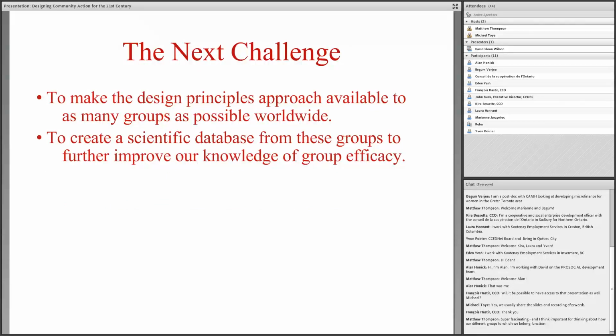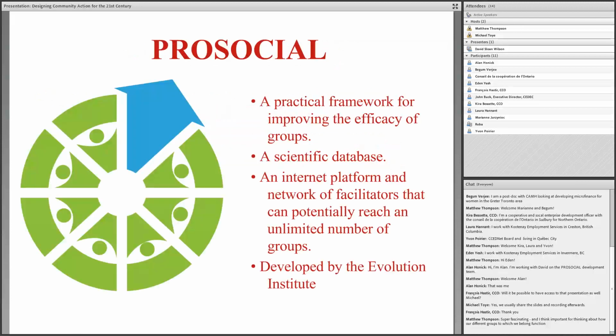And so the next challenge is to make this approach available to as many groups as possible. When I get involved in groups, it's very time-consuming, and I can only work with a few groups at a time. So we really wanted to create something that would make this available to an unlimited number of groups. And at the same time, we wanted to continue to function as scientists and to study group efficacy scientifically with the groups that we work with in a practical sense.